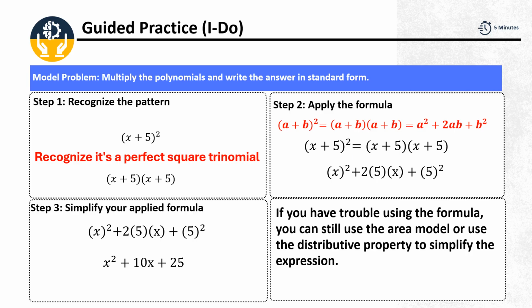But again, if you're having trouble using the formula, you can still use the area model or use the distributive property to simplify the expression. Now let's try it 4 different times.